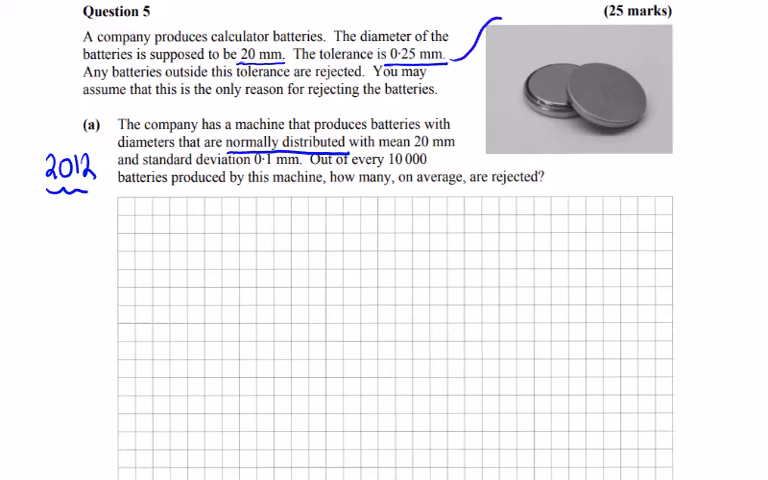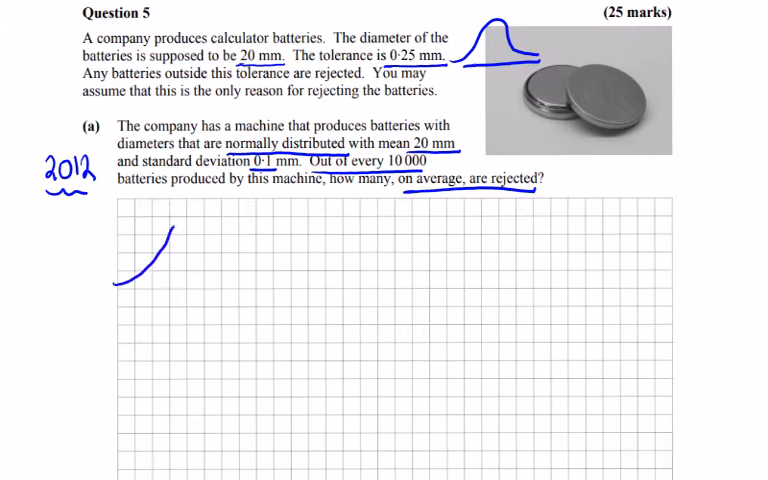Taking our normal distribution curve here, with a mean of 20 and standard deviation 0.1. Out of every 10,000 batteries, how many are rejected? Okay, well, let's do a sketch hopefully to help us. Here's my normal distribution curve. I've got a mean here of 20 and standard deviation is equal to 0.1.